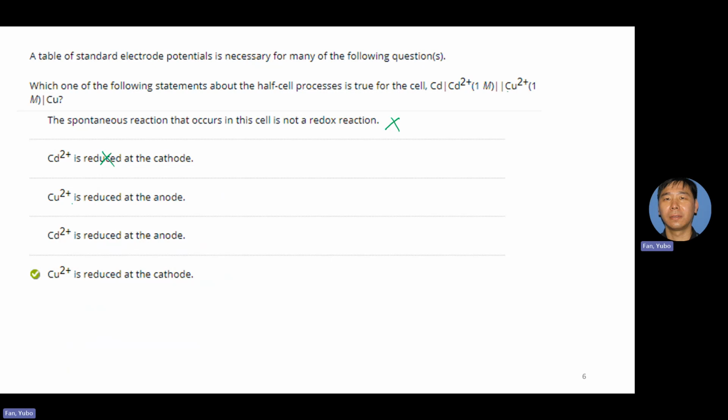So this is wrong. Copper 2 is reduced at the anode. Copper 2 is reduced, but it is at the cathode, because reduction happens at the cathode, not the anode. Anode is oxidation. So cadmium 2+ is not reduced, there's no reduction, and it's a product at the anode. The last one is correct because copper 2 is reduced at the cathode. It is reduced to metal copper.